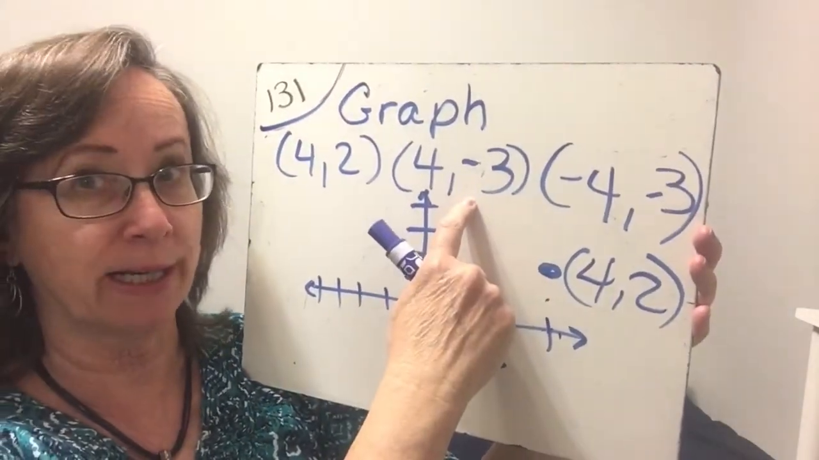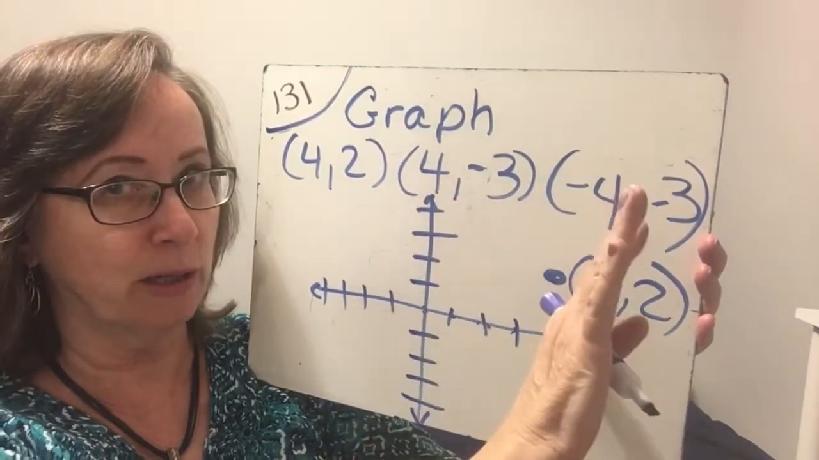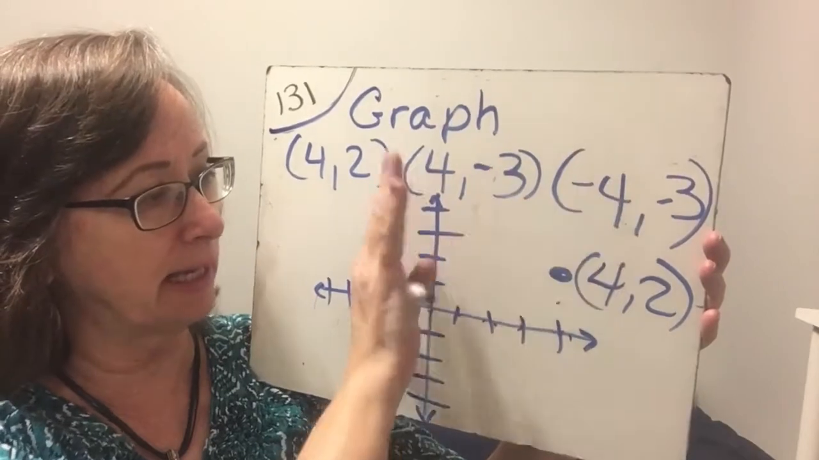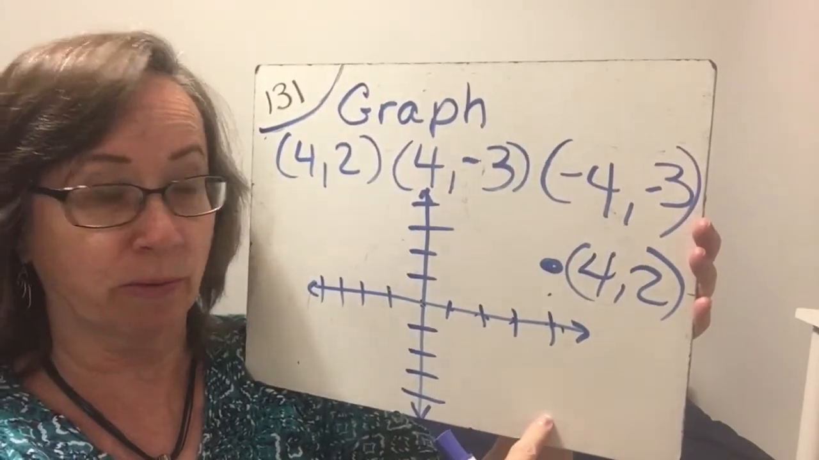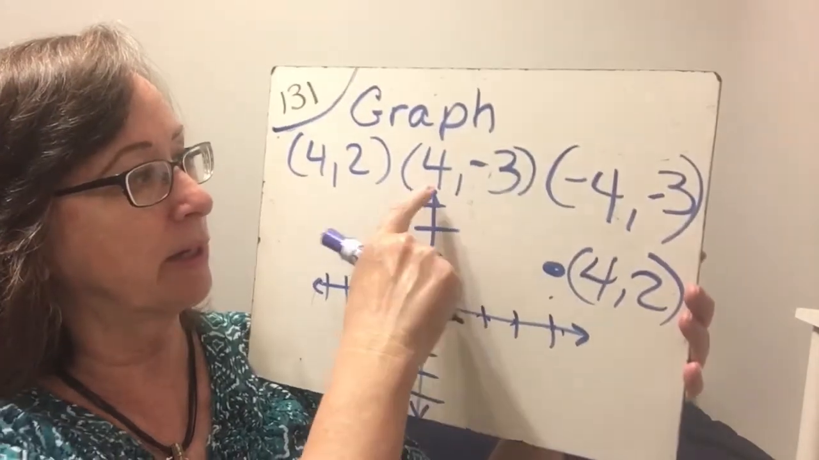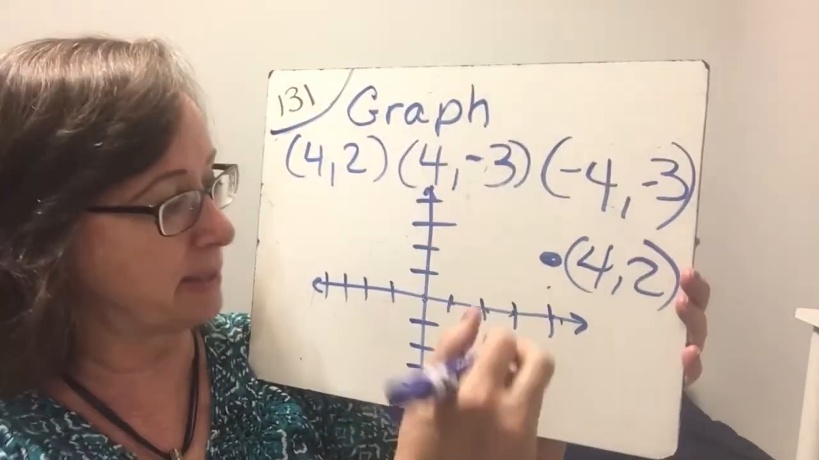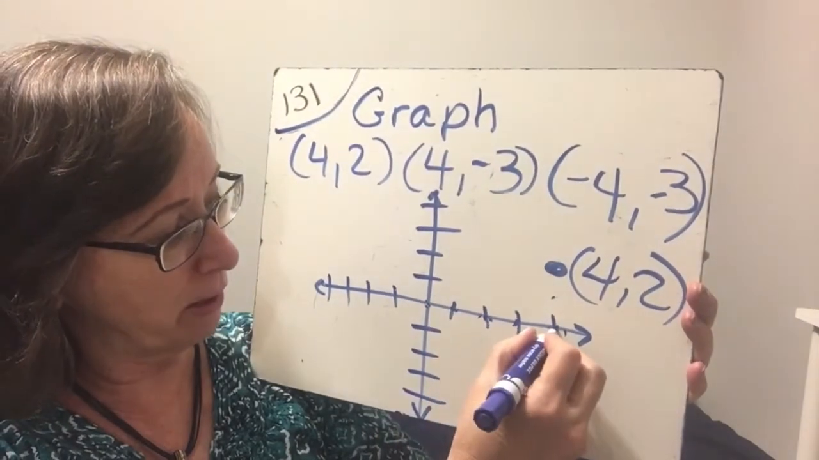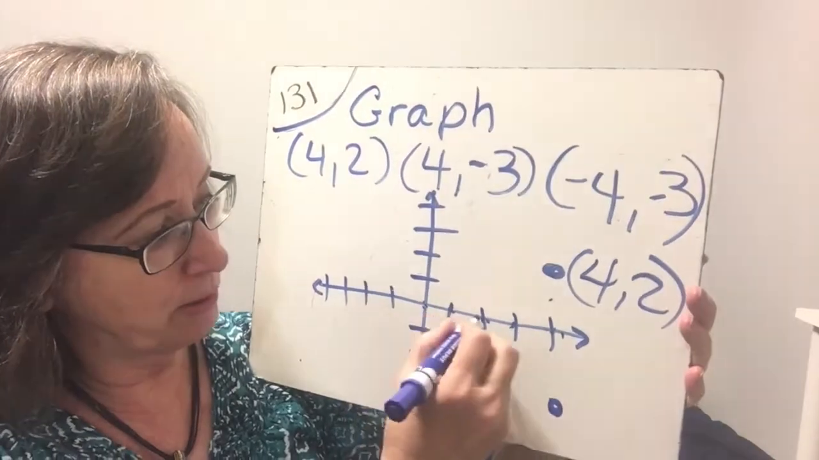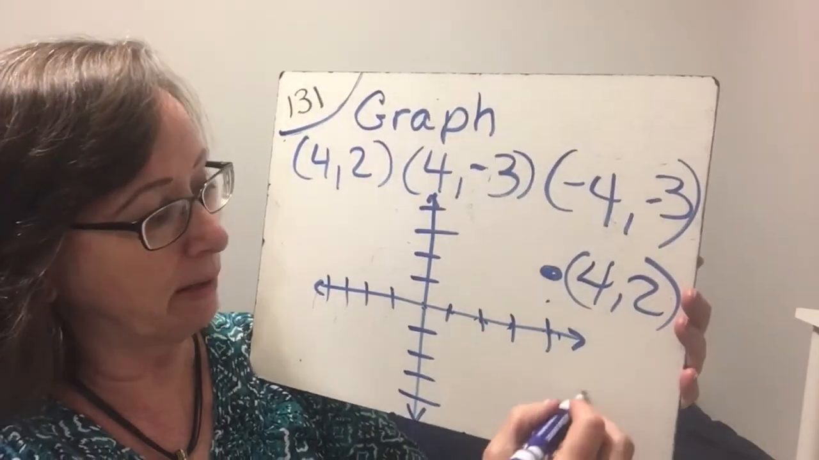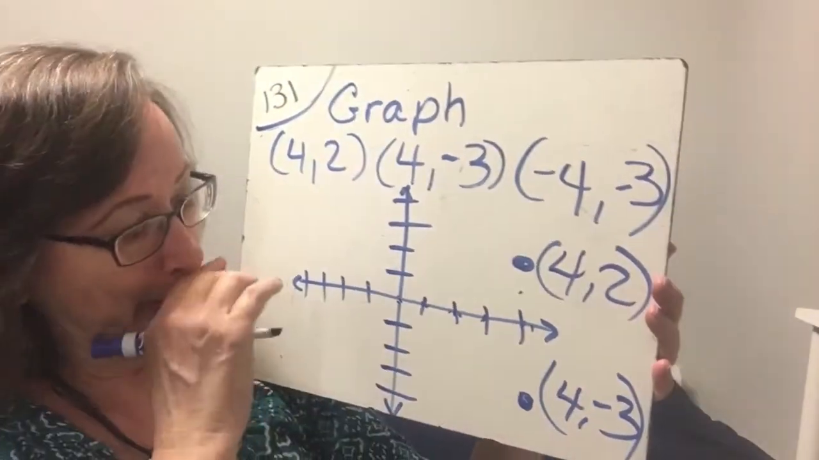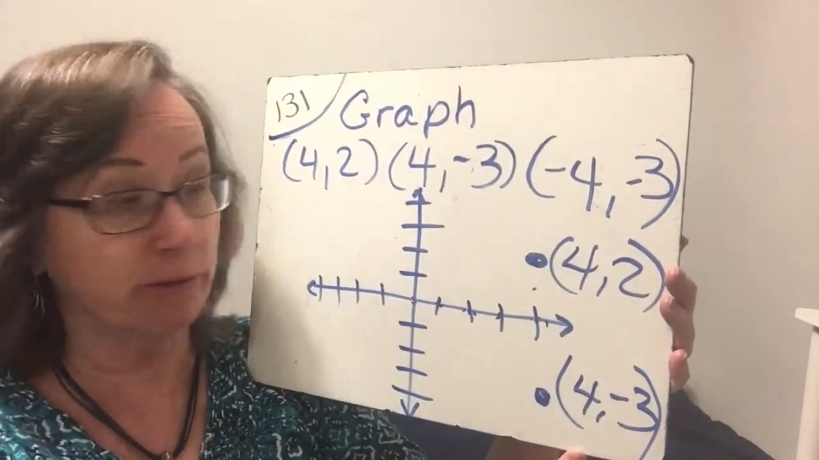Here is (4, -3). 4 positive and 3 negative. Positive and then negative is going to be in the fourth quadrant. So we're going to have a fourth quadrant point. We're going to go 4 steps right, but 3 steps down. 1, 2, 3, 4, 1, 2, 3, and where they meet, (4, -3) is right here, and that will be a fourth quadrant point.